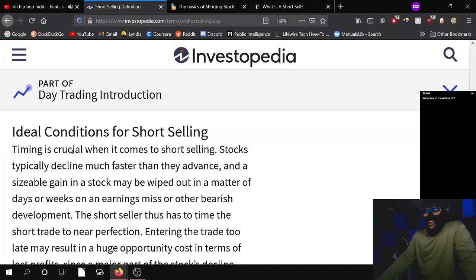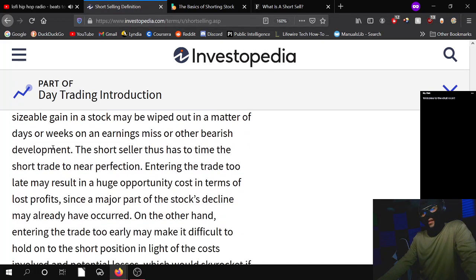Ideal conditions for short selling. Timing is crucial when it comes to short selling. Stocks typically decline much faster than they advance. A sizable gain in the stock may be wiped out in a matter of days or weeks on an earnings miss or other bearish development. The short seller thus has to time the short trade to near perfection.